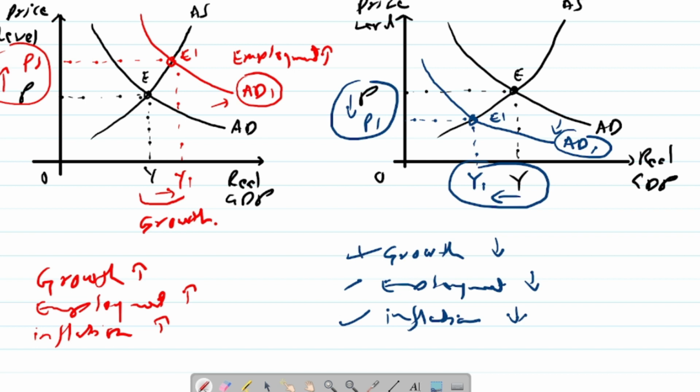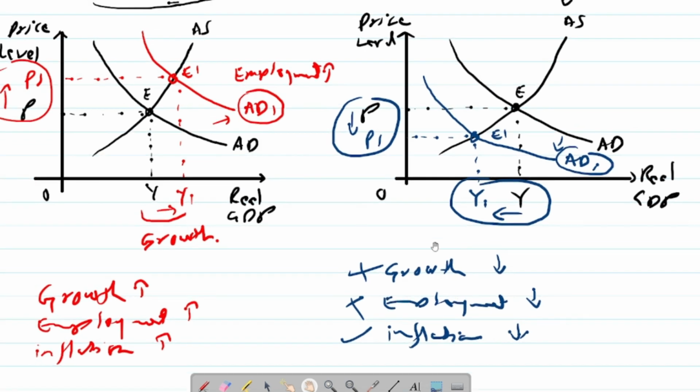So this policy, contractionary fiscal policy, achieves one objective and deteriorates two objectives, because fall in growth is not a good thing for the economy, fall in employment is also bad, and controlled inflation can be good for some people. However, deflation or fall in price level that is caused by decrease in aggregate demand is generally considered bad, because it deteriorates two other economic objectives of growth and employment.